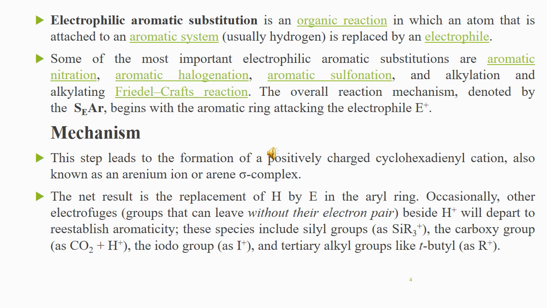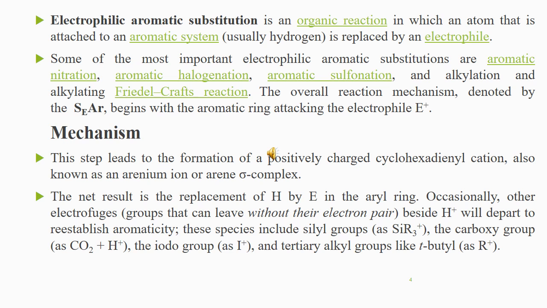As far as the mechanism is concerned, the first step, which is the attack of the aromatic ring on the electrophile, leads to the formation of a positively charged cyclohexadienyl cation. This cyclohexadienyl cation is also known as arenium ion or arene sigma complex. Normally we call it the sigma complex. The net result is the replacement of hydrogen by electrophile in the aryl ring.